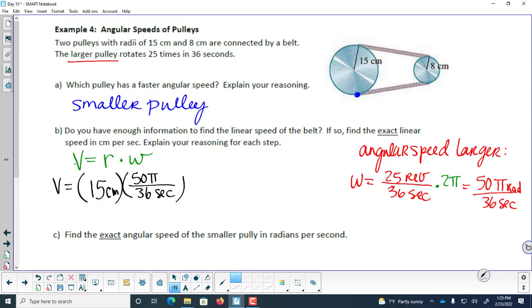Now, do you want to reduce it? Maybe we want to reduce it first. That'd probably be a good idea, huh? 50 over 36 reduces to 25 over 18. So I would do that first, but don't turn it into a decimal, use exact. We don't want to round to a decimal till the very end if we don't have to. So it's 25/18 pi radians per second. So this is giving me the linear speed of the belt.